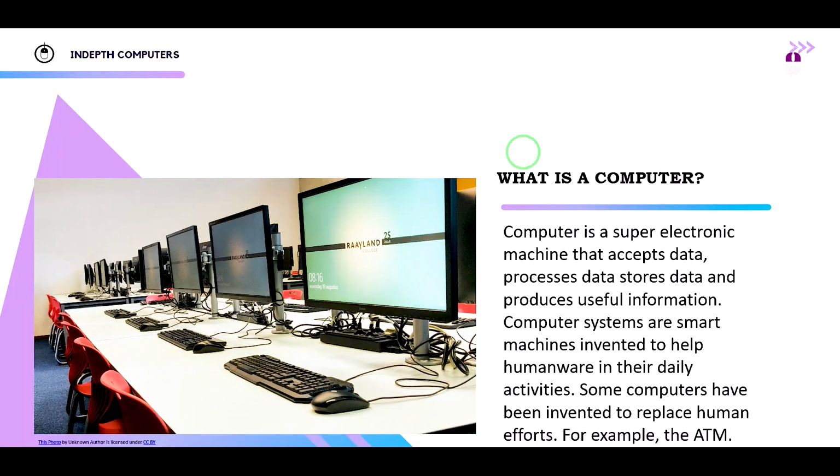What is a computer? A computer is a super electronic machine that accepts data, processes data, stores and produces useful information. Now, there is a lot for you to read actually, but I'm just going to take my time to summarize all of this for you. A computer is an electronic machine. It means that it needs electricity to work. That is why today we have computers that use batteries, like our laptop computers, or desktop computers that need the electricity that we call NEPA today, PHCN. Without battery or the regular electricity, your computer system cannot work. So a computer system needs electricity before it can work.